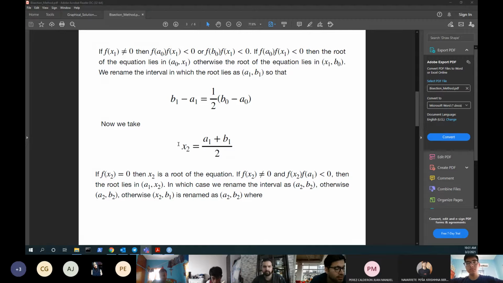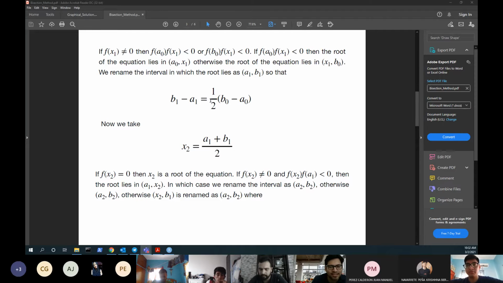However, if f(x2) is different than 0, we have to check the conditions again. If f(a1) and f(x2), evaluated in the function and multiplied by themselves, is less than 0, then the root lies between a1 and x2. And of course, a1 is going to become a2 and x2 is going to become b2. Otherwise, x2 and b1 are renamed as a2 and b2. So it's exactly the same, and now we do this again and again.